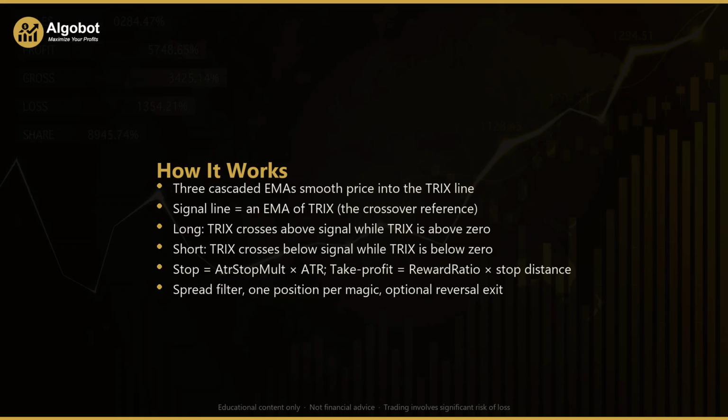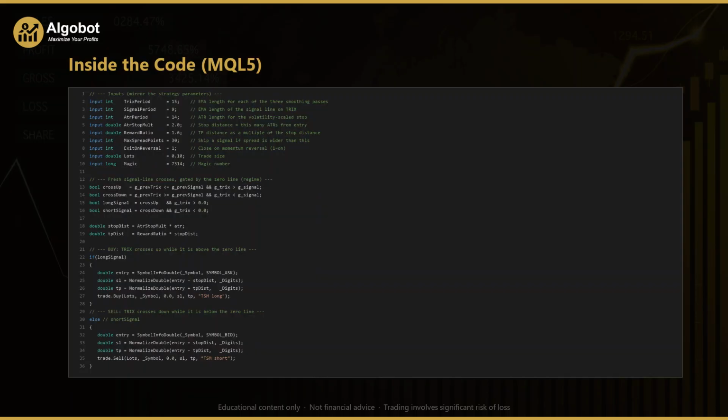A few housekeeping rules complete the picture. There's a spread filter, so a signal is skipped if the current spread is wider than the max spread point setting. The strategy manages only one position per magic number at a time, and it acts strictly once per newly closed bar, after a warm-up period that lets all three smoothing passes and the signal line converge before any cross is trusted. Let's look at the actual MetaQuotes language code the way you'd see it in MetaEditor.